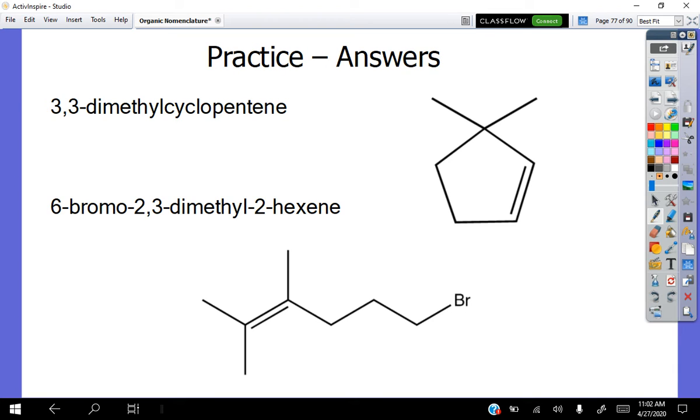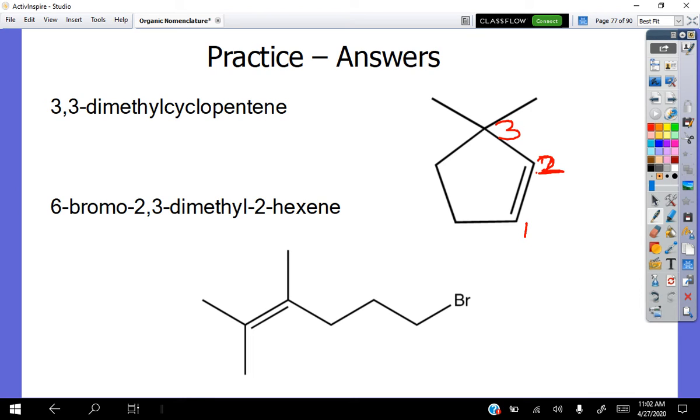So we have 3,3-dimethylcyclopentene. I would start with the cyclopentene. We know that cyclo means it's a ring, pent means we have 5 carbons, and ene tells us there's a double bond. When you place your double bond, remember that double bond gets a 1. So we go 1, 2 in terms of our numbering system. And then on this third carbon here is where the methyl groups end up.